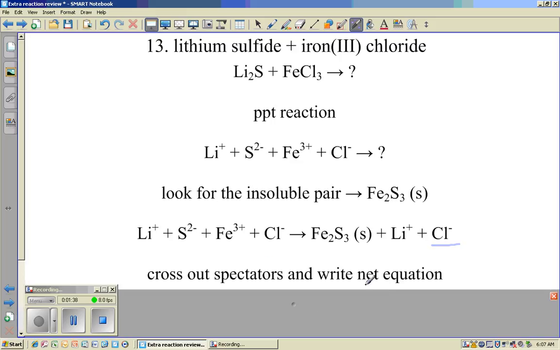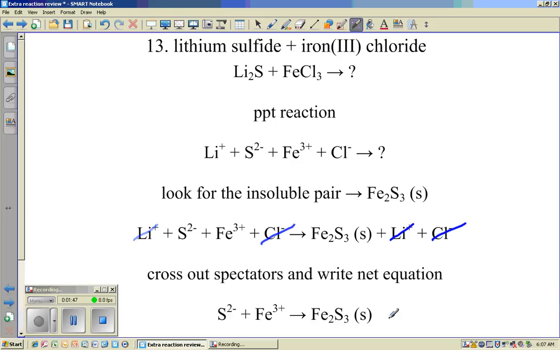When I cross out my spectators, I end up crossing out the lithium and the chloride from both sides, so I'm left with just the iron, the sulfide, and the solid compound. That's my net equation.